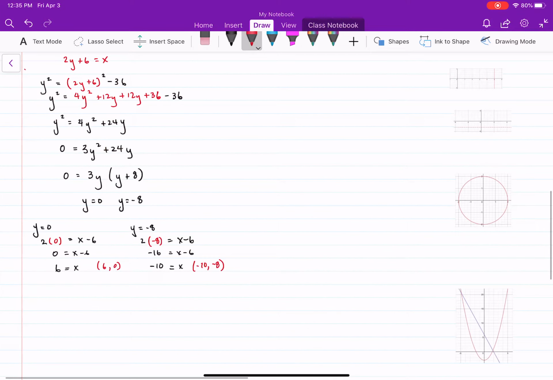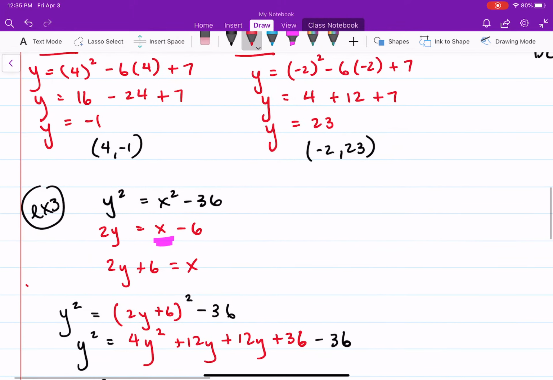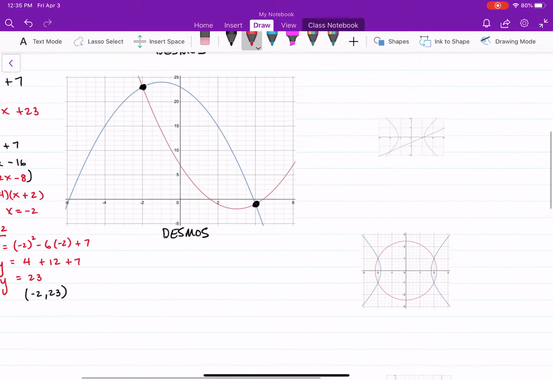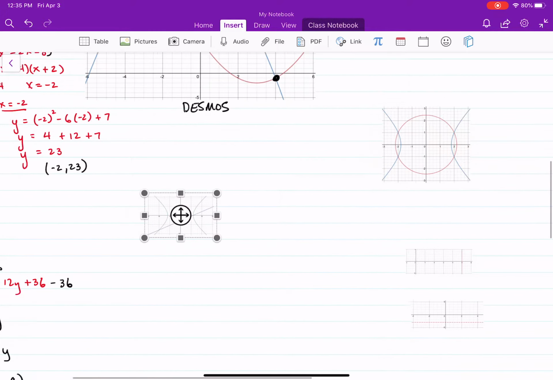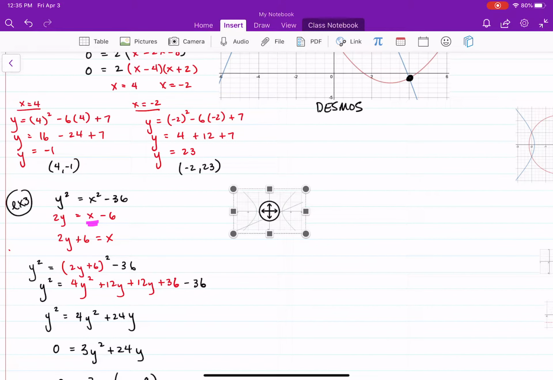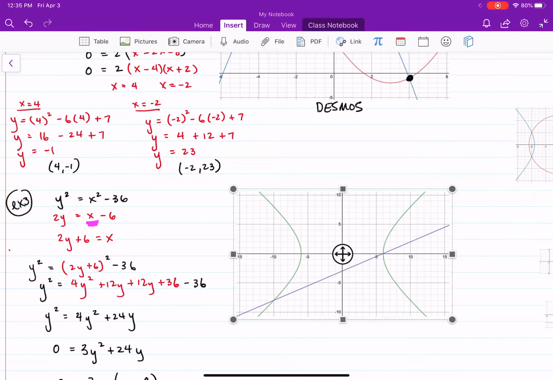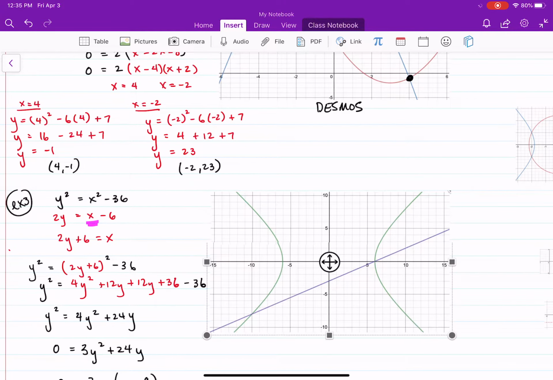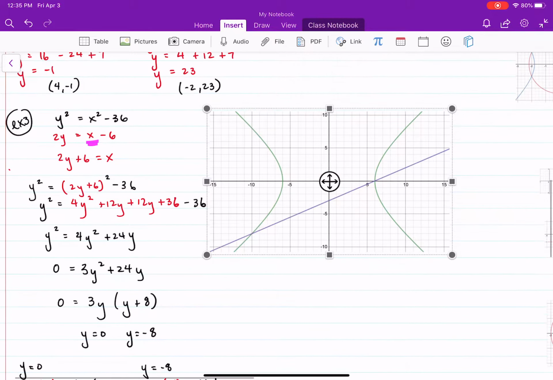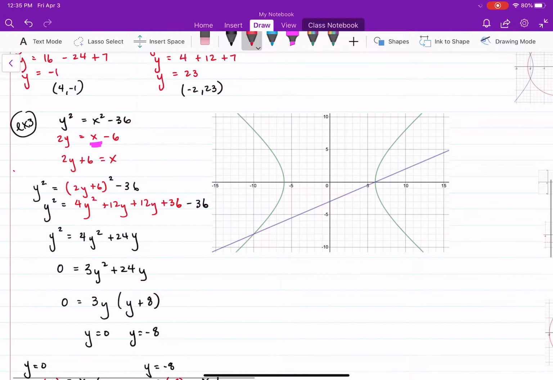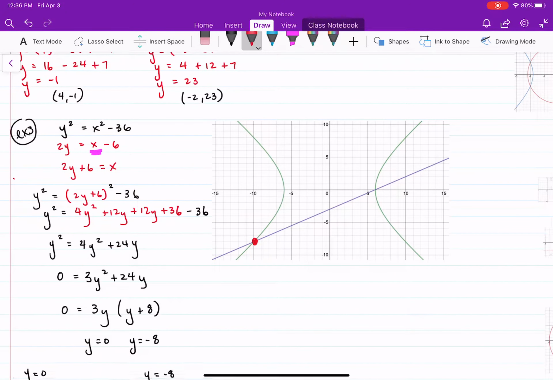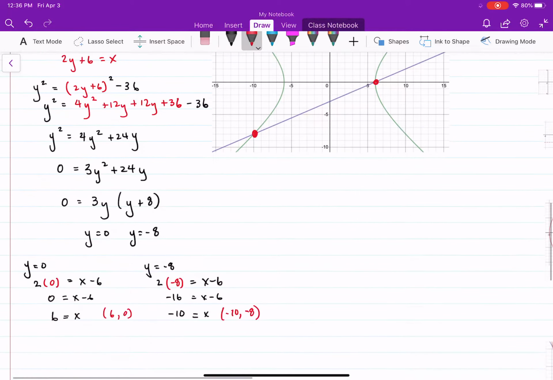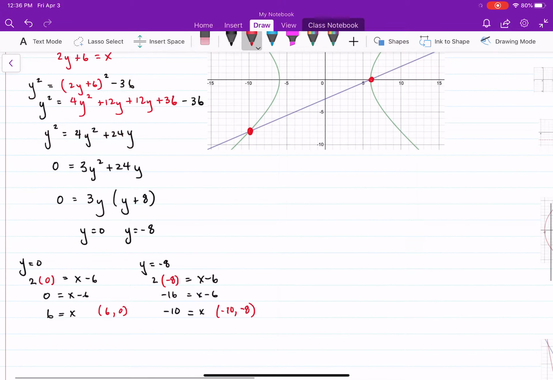Graph-wise, what does that look like? So this right here is going to be a hyperbola and a line. So it's going to look something like this. Bring it down here, expand it. And there we go. So if you notice, it will cross here, which is that negative 10, negative 8. And it's going to cross right here. Huh, that's interesting. 6, 0. It works. All right.